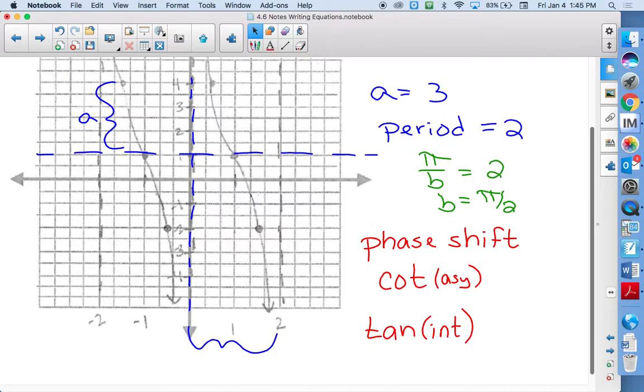So what would the phase shift be for cotangent? Michael? Is there none? There isn't any. Why, Michael? Because there's an asymptote at 0. Yeah, there is an asymptote at 0. And the goal of a phase shift is to see how far it has shifted from 0. Well, it hasn't if there's an asymptote there. So for cotangent, there is no phase shift.